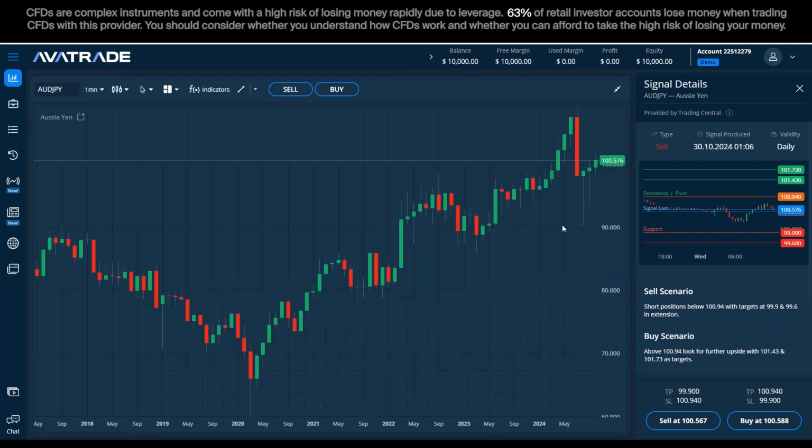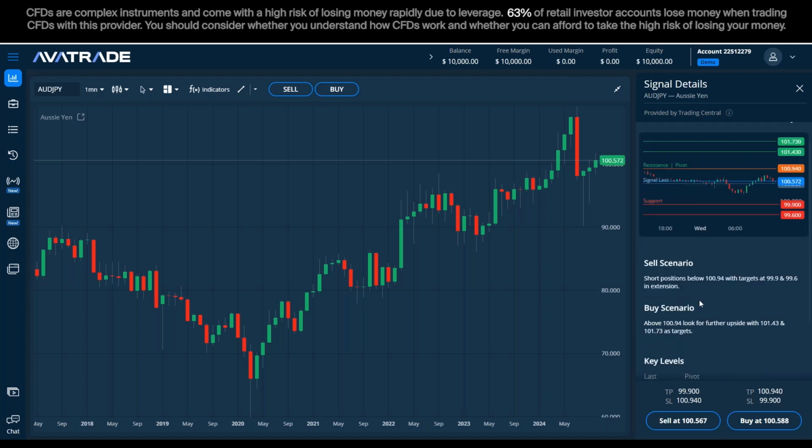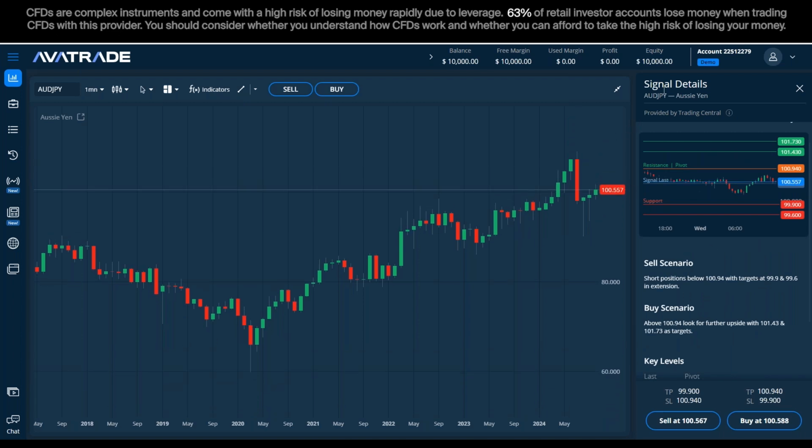Okay, and I can expand it a little higher. And then I can see that we have support and resistance here. Support is the lower edge line, the resistance is the upper edge line. And there are a few levels in here at the bottom and at the top. And I have two scenarios. So basically what we're looking at here is Aussie yen.